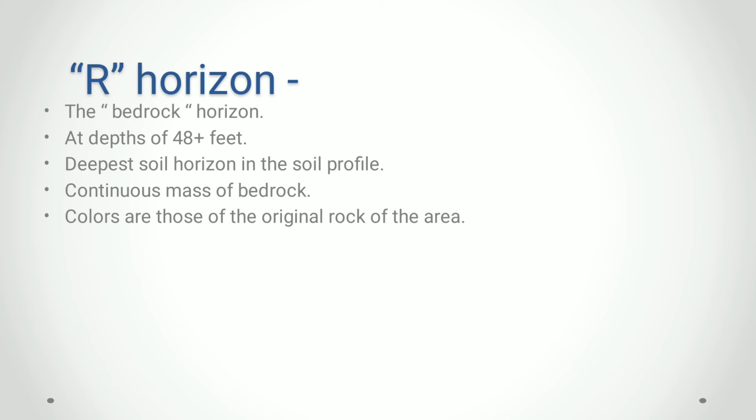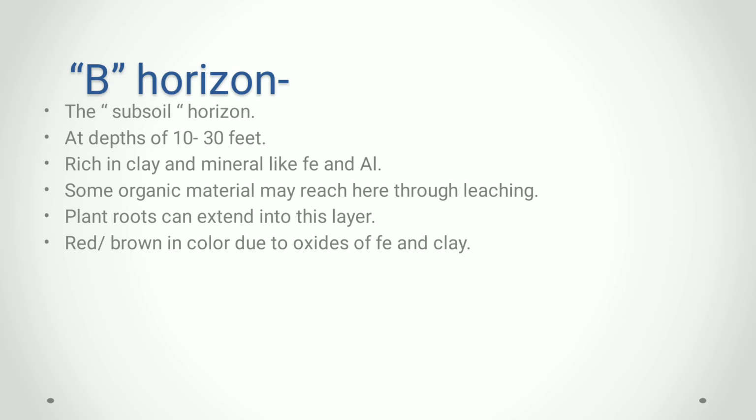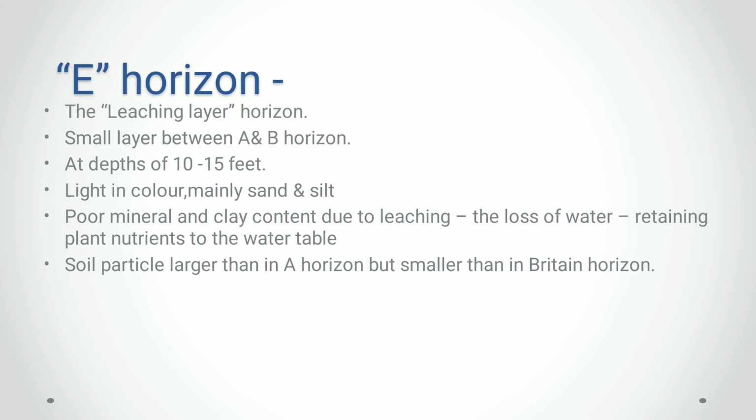So friends, in the soil profile, eluviation takes place in the E horizon. Eluviation means washing out. It is the process of removal of constituents in suspension or solution by percolating water from the upper layers to the lower. So this E horizon is known as the leaching layer, where washing out of the constituents takes place. This horizon is known as the eluvial horizon.